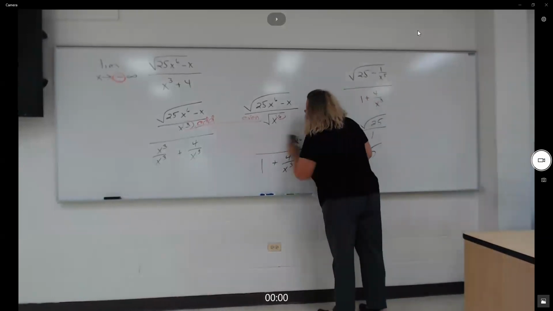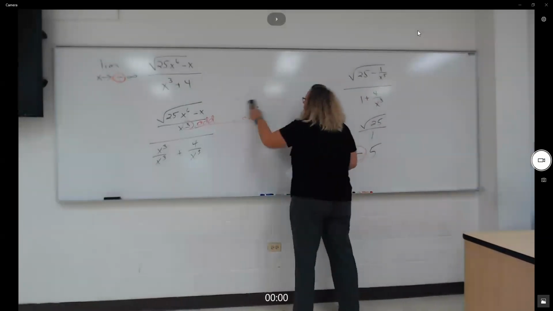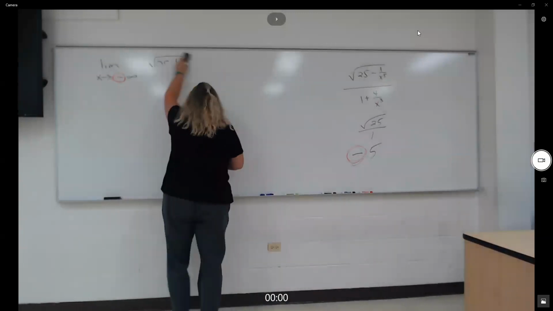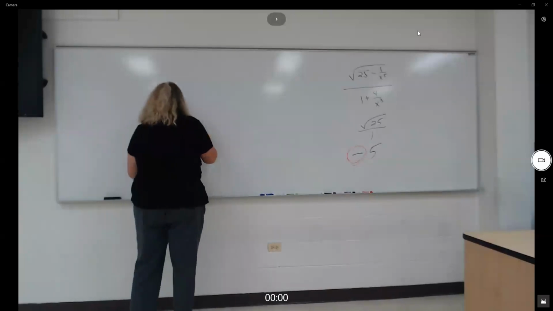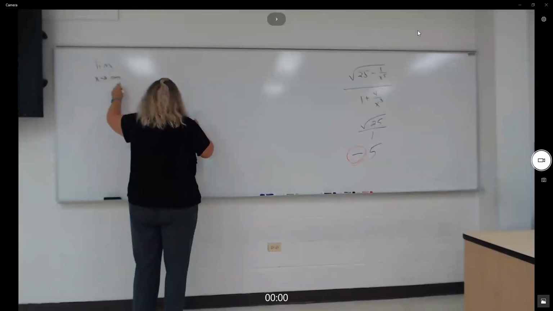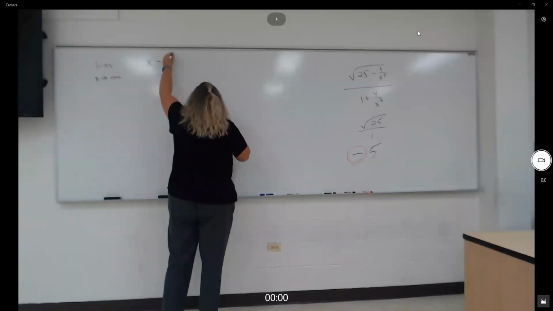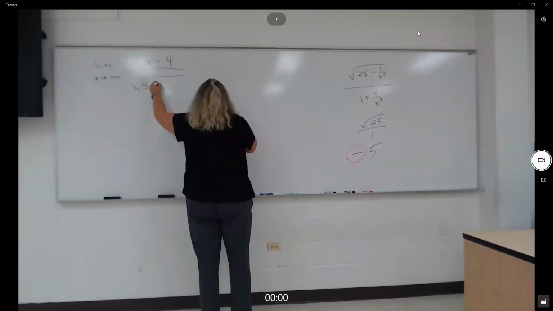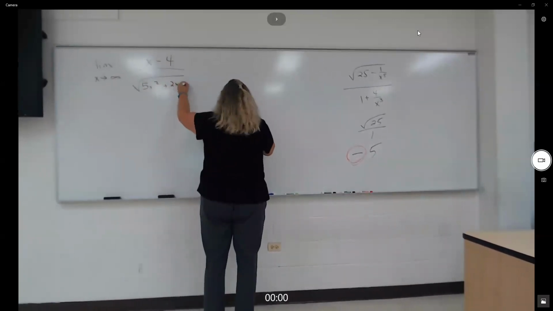Okay, let's do one more. Last one, here we go. Last new problem for chapter 5. Let's do the limit as x goes to positive infinity, so we don't even have to worry about that: x minus 4 over the square root of 5x squared plus 2x minus 1.